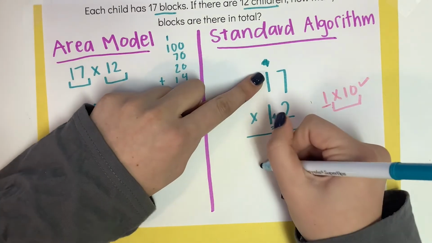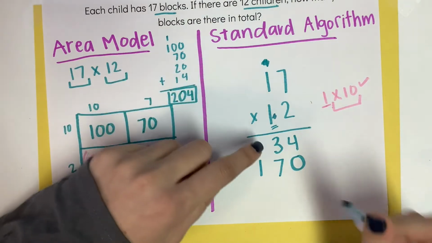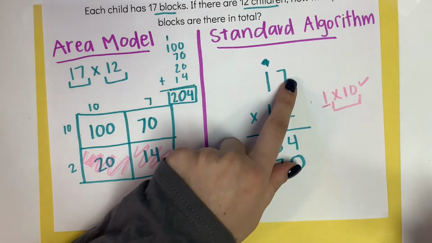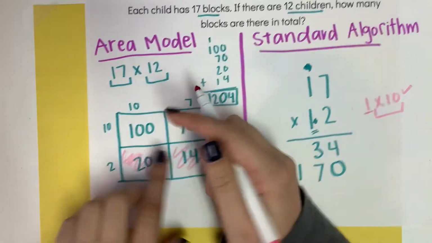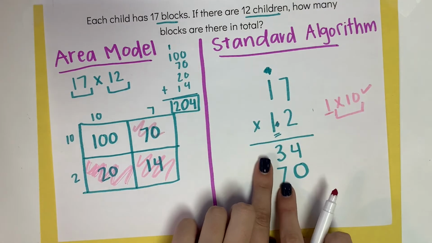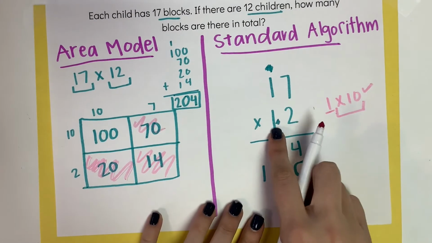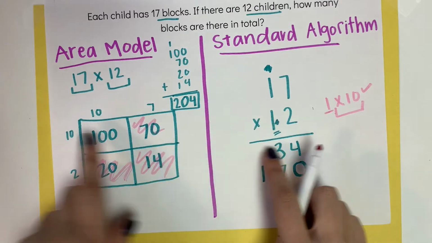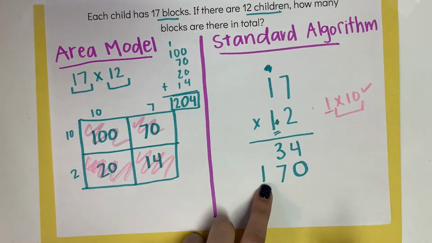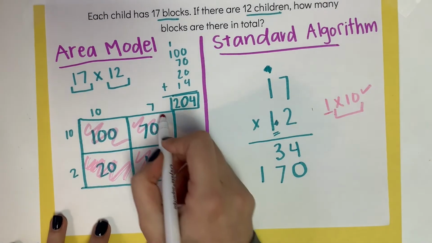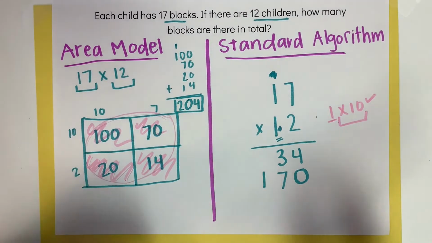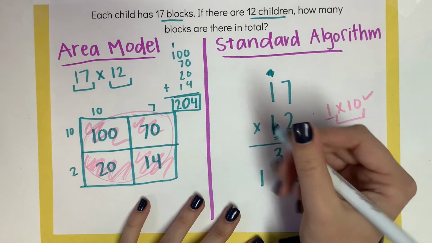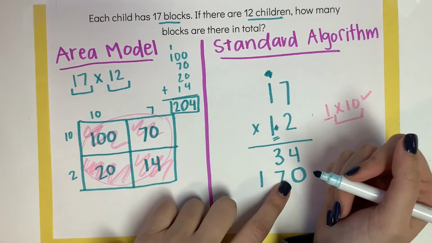1 times 1 is 1. Now I did 1 times 7, which is really 10 times 7, so I did this. I got my 70. And then I did 10 times 10, which is 100. We see that 100 right here. Do you see how all of these pieces made it over here? We just added a little bit as we went, so that's why we only see 2 partial products.